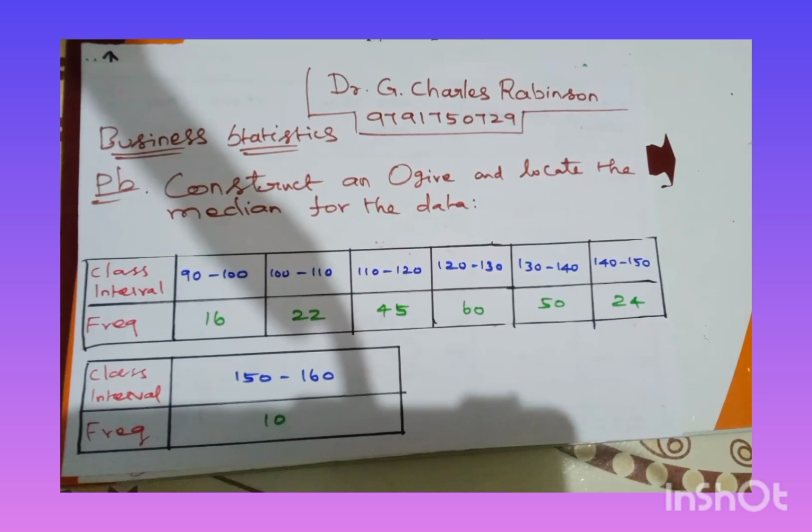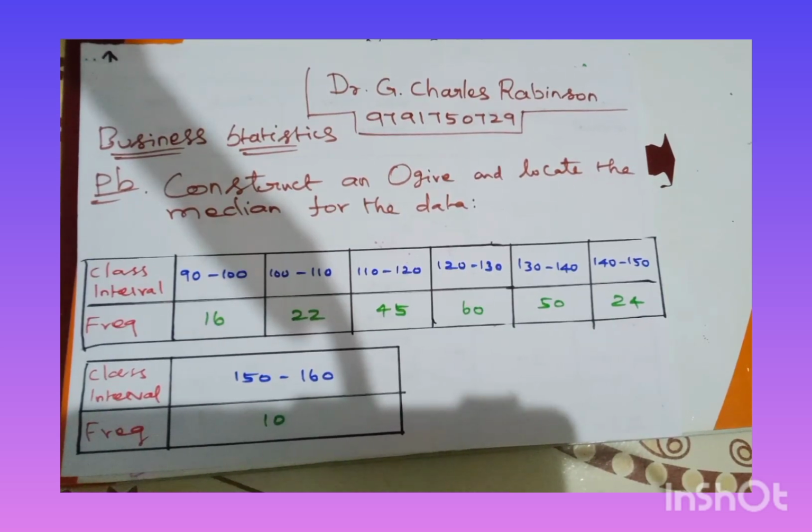Okay, so before we proceed with the problem, see the class interval. The first interval 90 to 100, the second interval 100 to 110. So in the first two intervals, the value 100 appears twice, the same value 100. In the first interval, it can be called the upper limit. In the second interval, it can be called the lower limit, isn't it? So this is called continuous class interval.